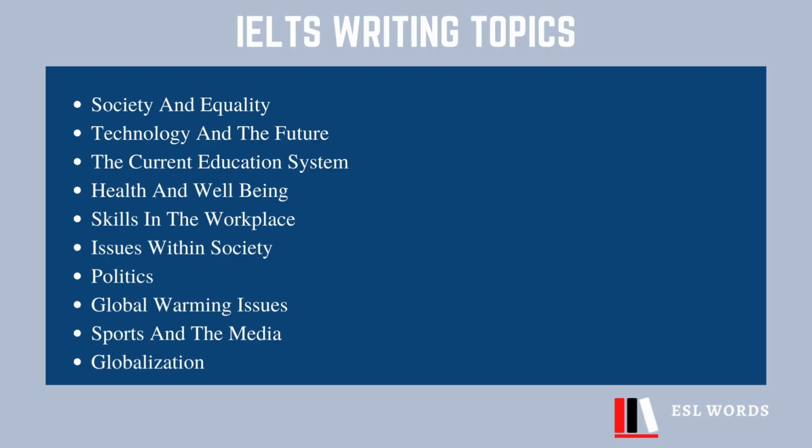So you may see a lot of different IELTS writing topics in your Task 2 question. Some of these topics may vary from society and equality, technology and the future, the current education system, health and well-being, travel and leisure, skills in the workplace or issues within the society, politics or global warming issues in the environment, sports and the media, and globalization.